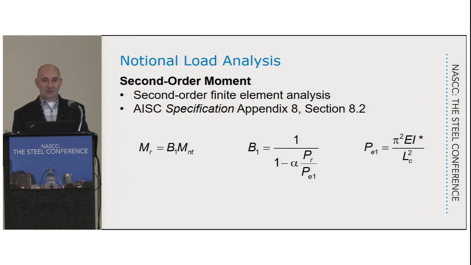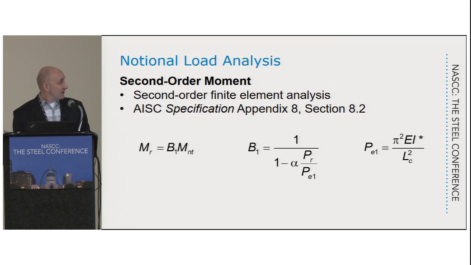So L sub C is the actual length of the column. Use K equals 1, just like you would with the direct analysis method. Okay, so then this should be familiar to everybody, the moment multiplier equation. We're going to use that P sub E1 we just calculated, divide that into the actual column load, P sub R, I guess in the official terminology is the required load on the column. And we end up with a number bigger than 1 there for B sub 1, and we multiply our moment, M sub NT, by that to get our required second order moment.